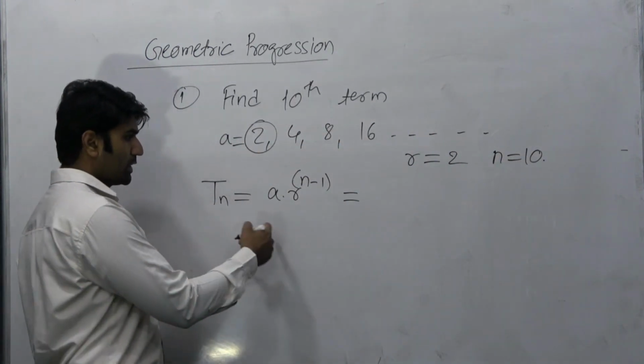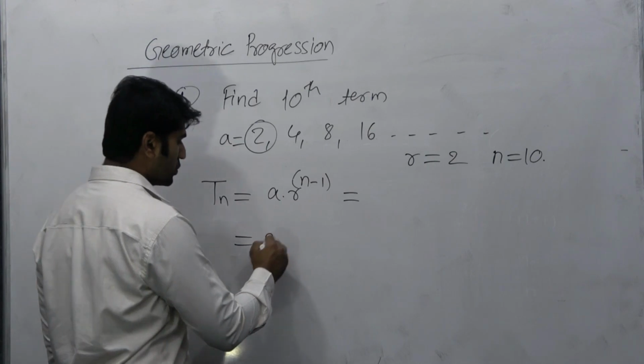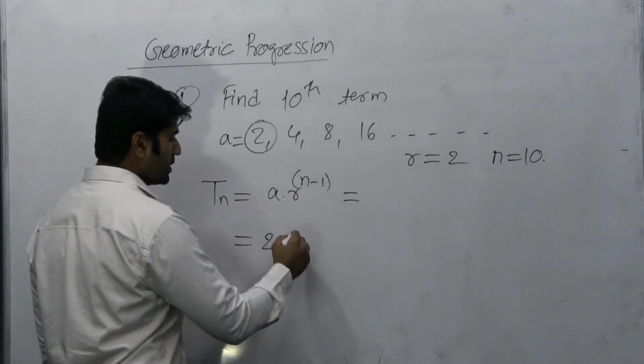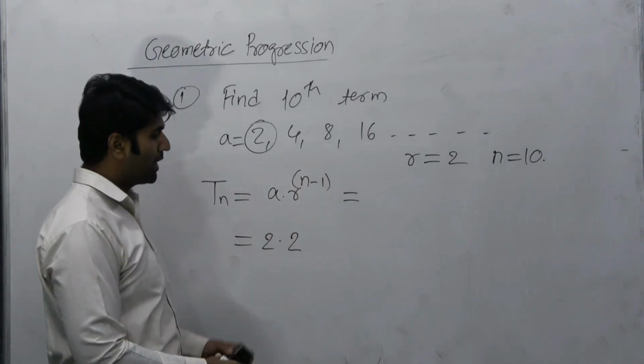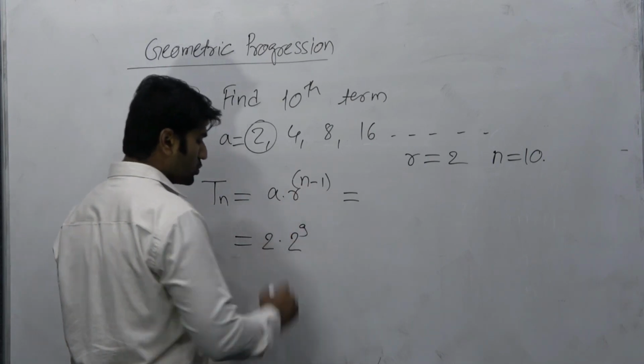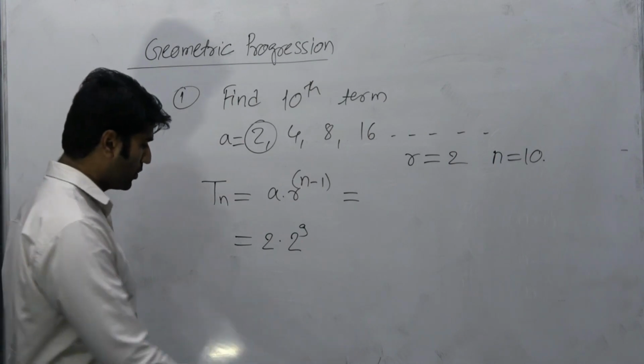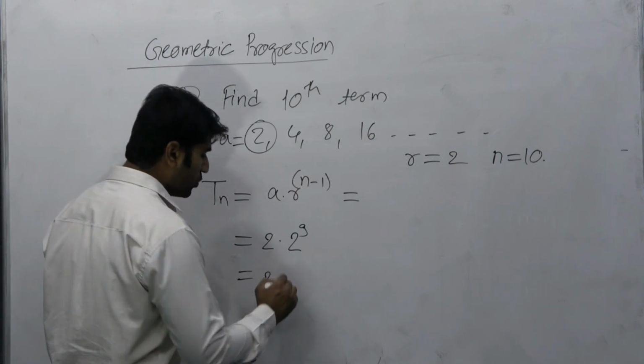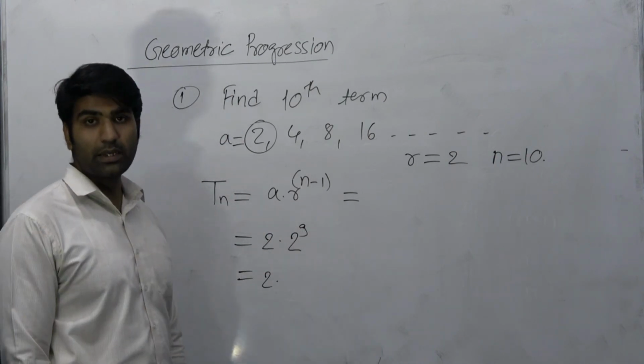So let's put these values. a, so 2, into r means 2 raised to n minus 1. n means 10 minus 1, that is 9. So 2 raised to 9. Therefore 2 into, what is the value of 2 raised to 9?